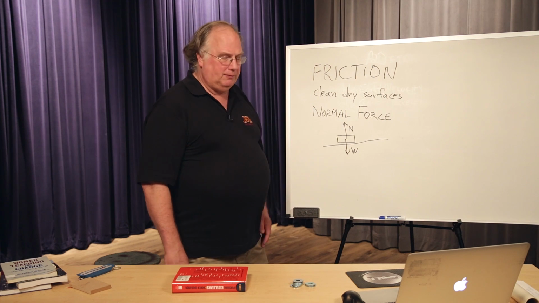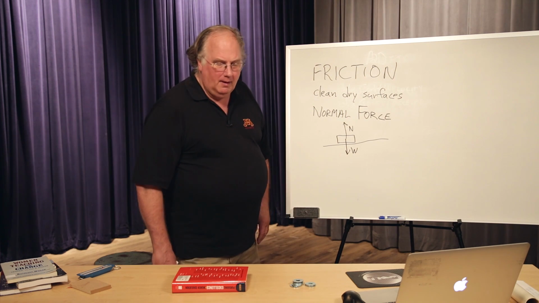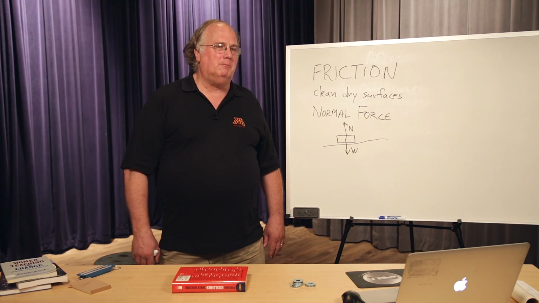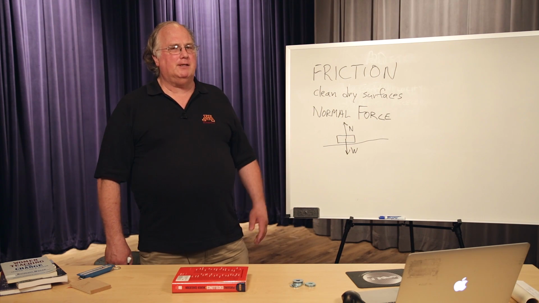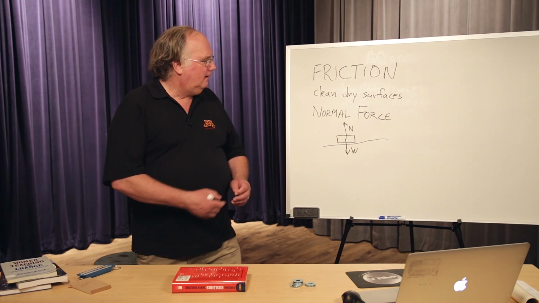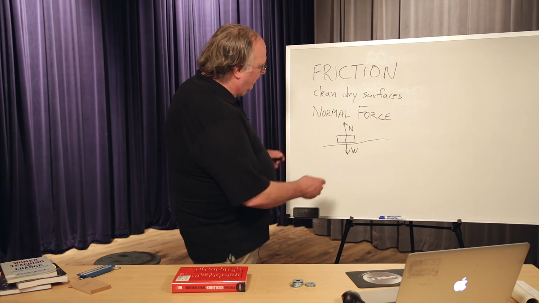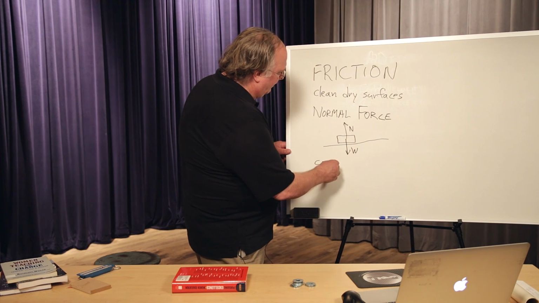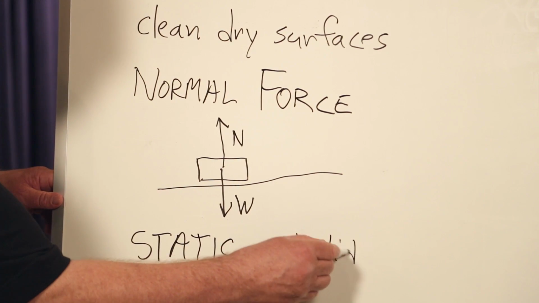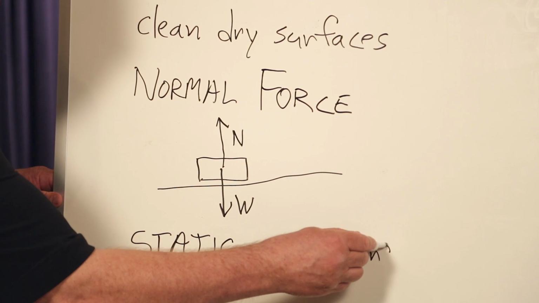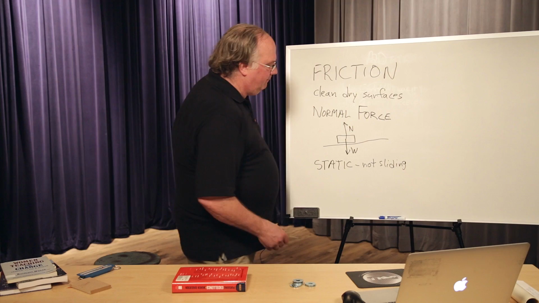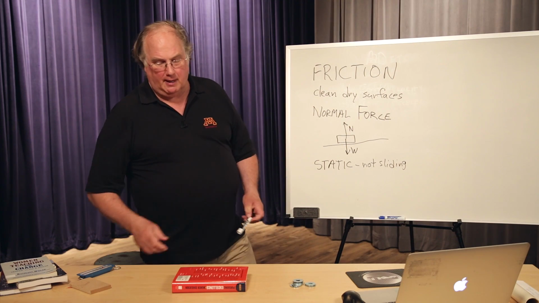Okay, that's the normal force. What about friction? Well, the kind of friction model we're going to be talking about, called the Coulomb model, divides friction into two pieces. The first one is called static friction. And static friction is what you get if the surfaces are not sliding over each other. So this is what's happening to the book if it's just sitting here on the table.